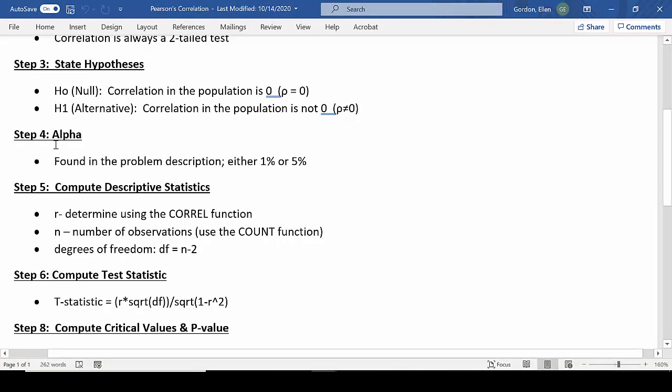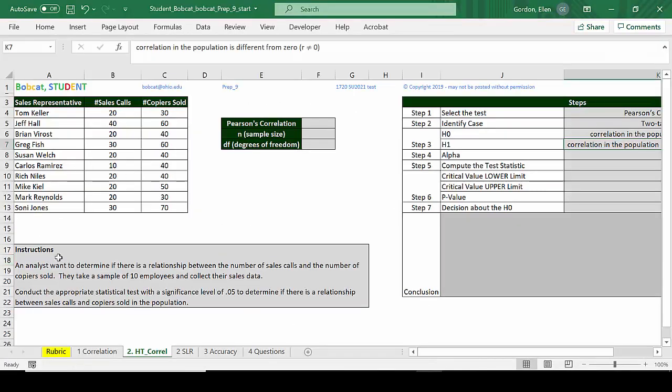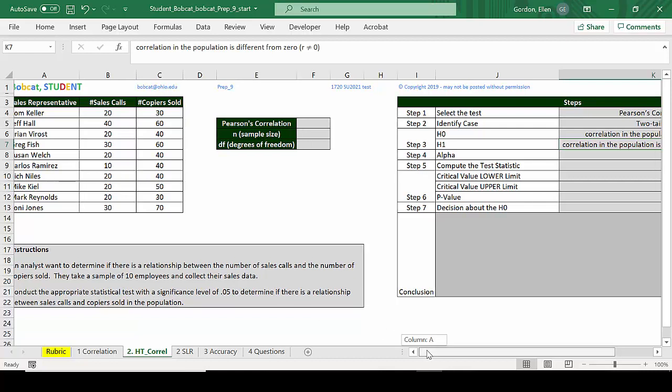The next step is to determine alpha. And just like in the previous module, this is going to be found in the problem description. It's either going to be 1% or 5%. So again, if you look at the problem description, you can see that we're supposed to conduct a statistical test with an alpha of 0.05. So our alpha is 5%.